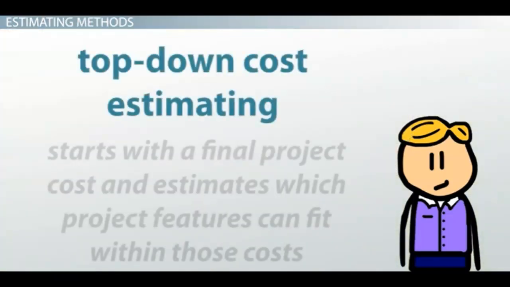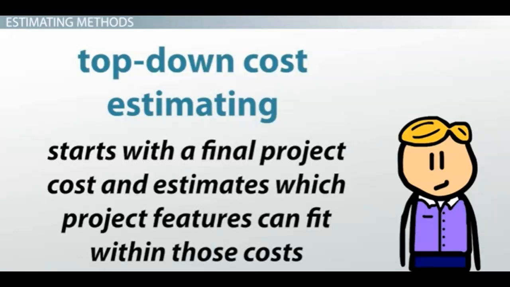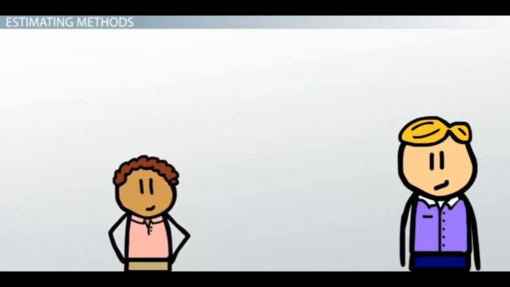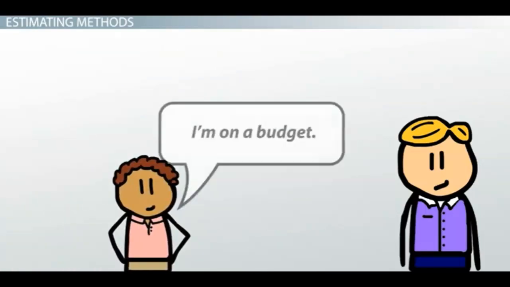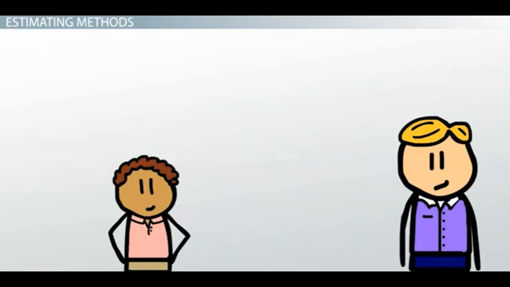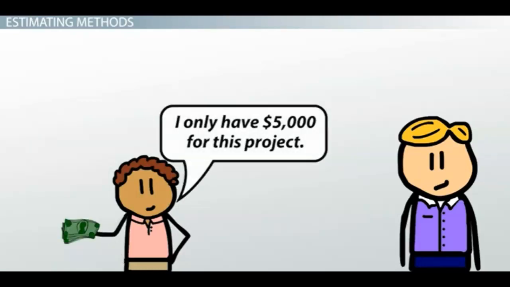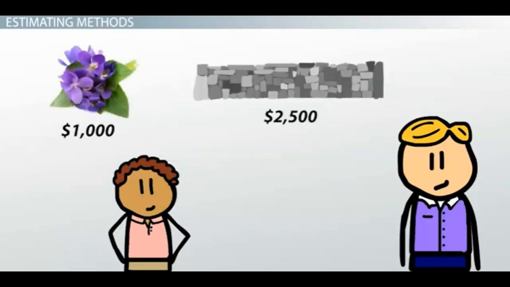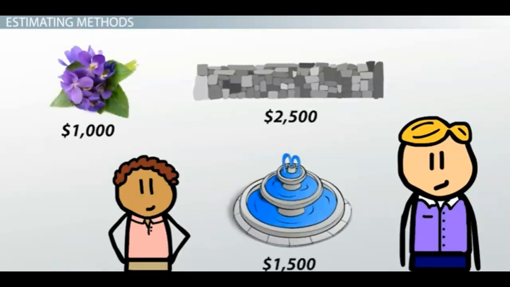Top-down cost estimating starts with a final project cost and estimates which project features can fit within these costs. In the landscape business, top-down estimating means a customer has a final budget in mind and wants to know what design can be done within that budget number. Sam explains top-down estimating using a previous customer that had a budget of $5,000, which allowed for new flower beds, a rock retaining wall, and a small water feature.